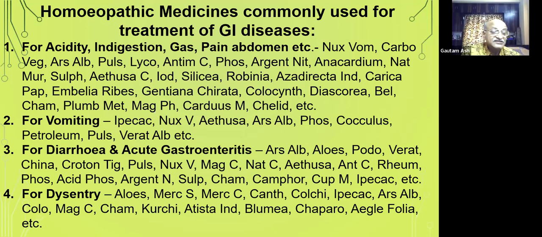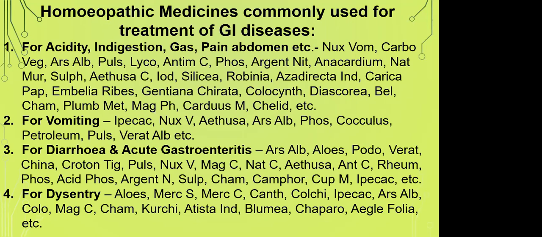Veratrum album, then China, Croton tiglium, Pulsatilla, Nux vomica, Mag carb, Natrum carb, then Thuja, Antim crude, Rheum, Phosphoric acid, Phosphorus, Argentum nitricum, Sulfur, Chamomilla, Camphor, Cuprum metallicum, Ipecacuanha. All these medicines are used for diarrhea and acute gastroenteritis. I am 100% sure that from these medicines, some are used for these conditions when you are practicing.